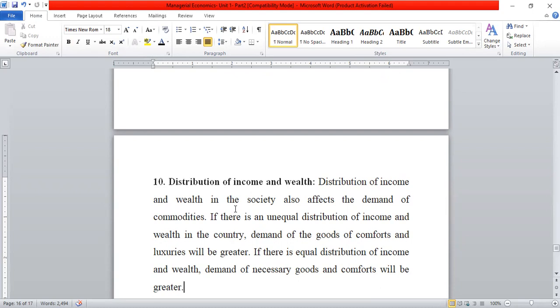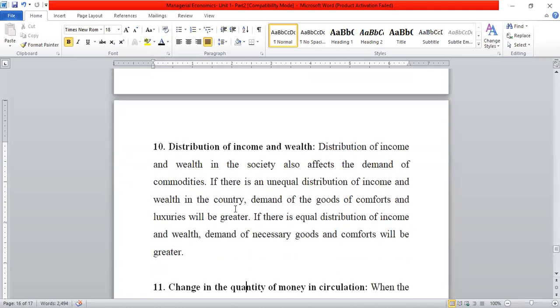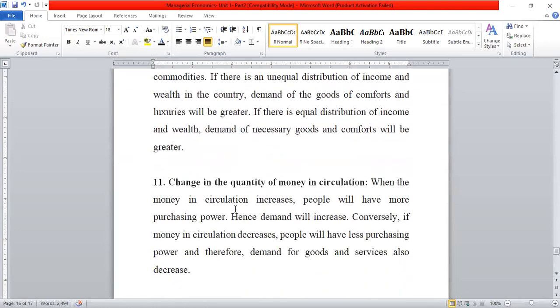If there is an unequal distribution of income and wealth in the country, the demand for comforts and luxuries will be greater. If there is equal distribution of income and wealth, the demand for necessary goods and comforts will be greater. And change in the quantity of money in circulation. That means if the money circulation increases in the market, people have the ability to purchase more. Their purchasing power is increased.